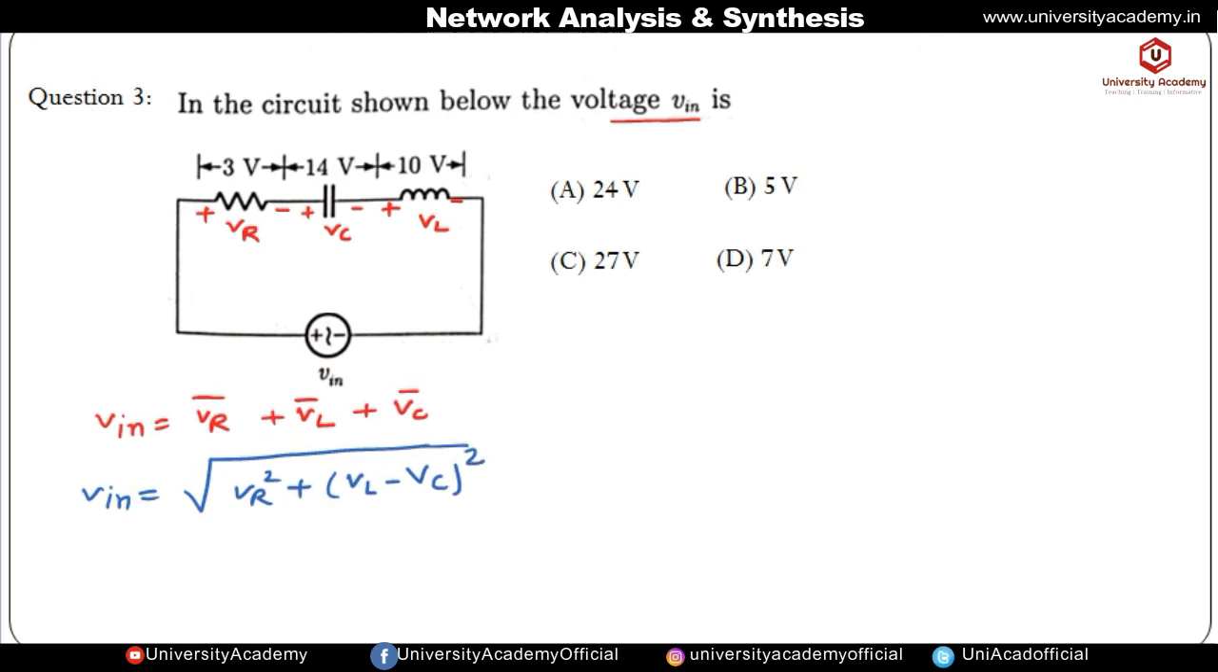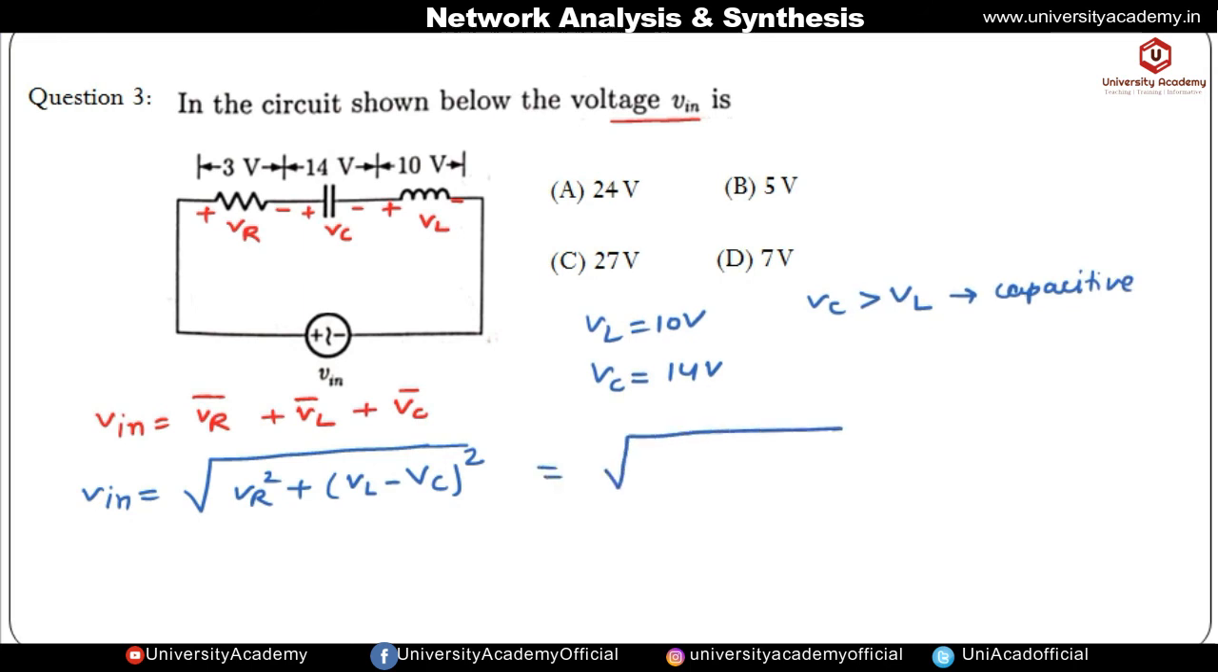In this case, the voltage across the inductor is 10 volt and the voltage across the capacitance is 14 volt. It means VC is greater than VL, so overall the circuit is capacitive in nature and it will have a leading power factor. If we substitute the value of VR, which is 3 volt, it will be square root of 3 square plus 10 minus 14 whole square, that is 3 square plus minus 4 square, which is 16.